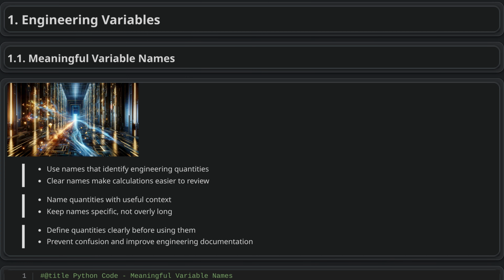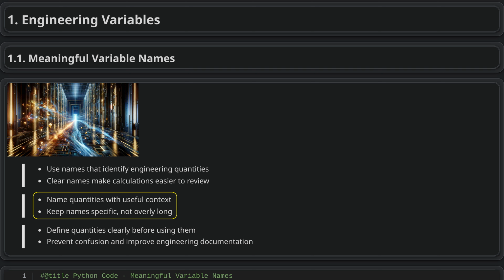Engineering variables. Meaningful variable names. Meaningful names make engineering calculations easier to understand and safer to review. In civil engineering, names should clearly describe physical quantities such as beam length or concrete strength, so others can quickly recognize what each value represents. Clear naming helps prevent mistakes when calculations are shared and decisions depend on using the right information.